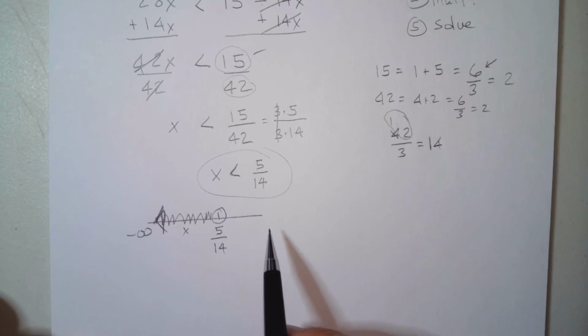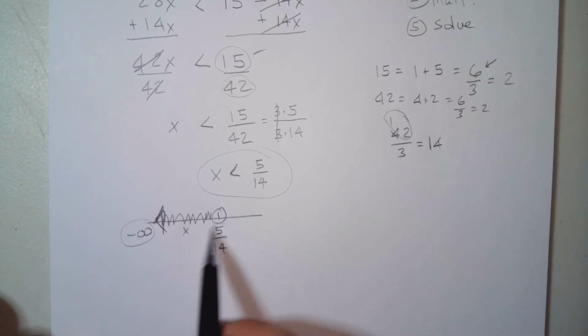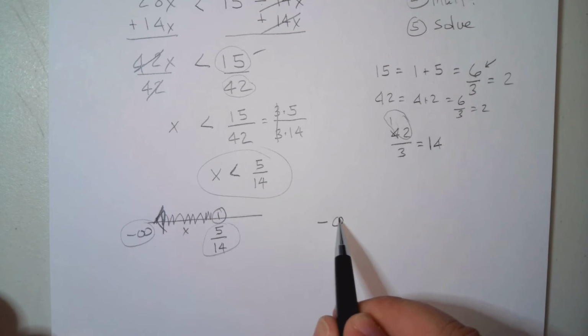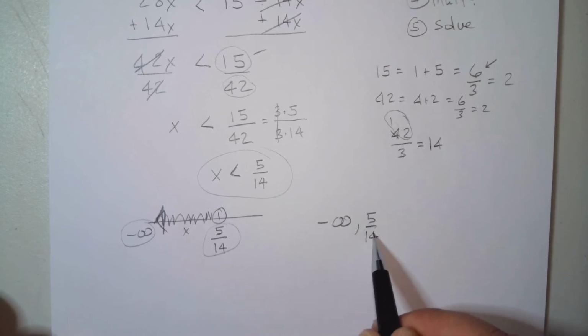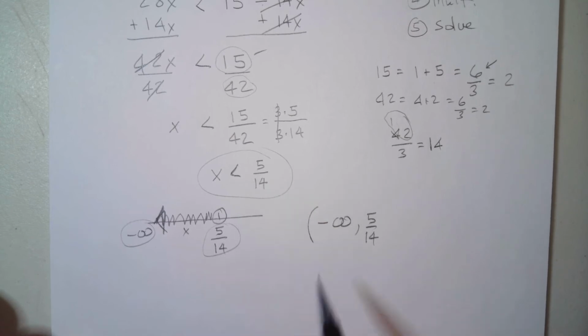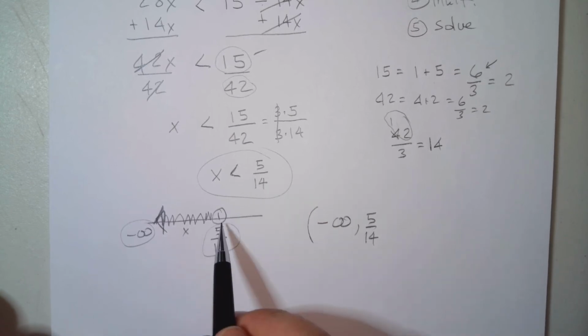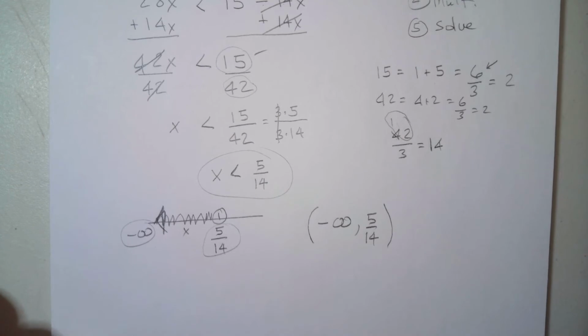Now for the interval notation, only use the endpoints. Negative infinity, 5 over 14. This is always a parenthesis. Since that's open, that's a parenthesis. So there we have our 3 ways of writing them out.